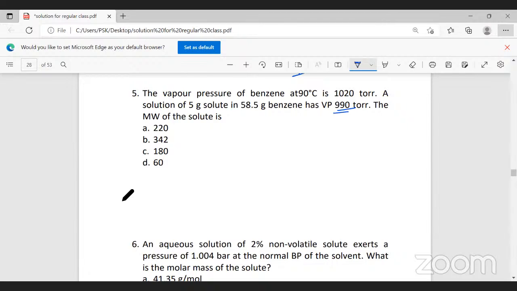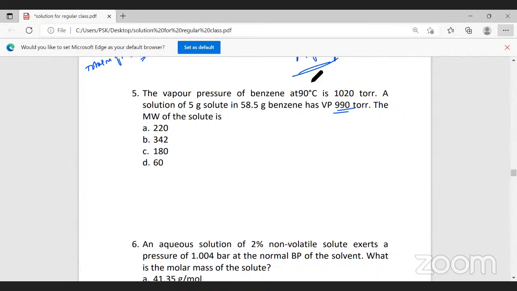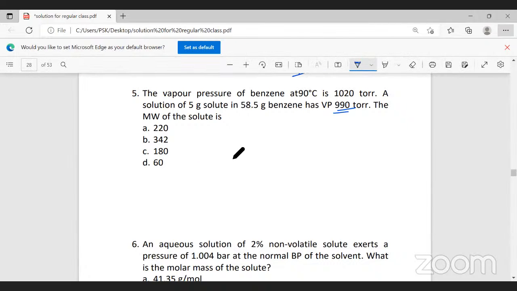In order to find this, I have to derive the relative lowering of vapor pressure definition. I will derive it here, then erase this and work on the problem. Relative lowering of vapor pressure is given by the relation P naught minus P divided by P naught is equal to N2 divided by N1 plus N2. Here 2 stands for solute, 1 stands for solvent. This is one more way of defining Raoult's law: the relative lowering of vapor pressure is equal to the mole fraction of the solute.